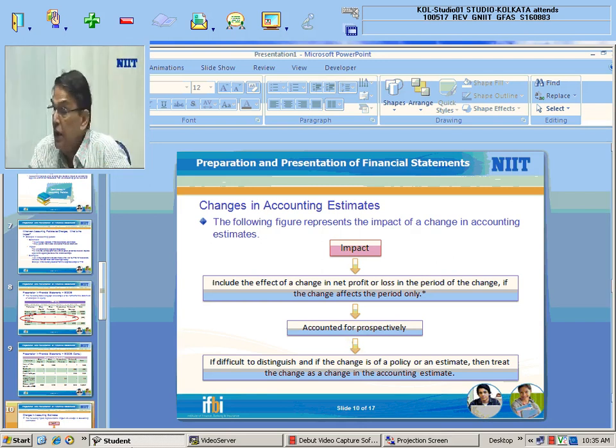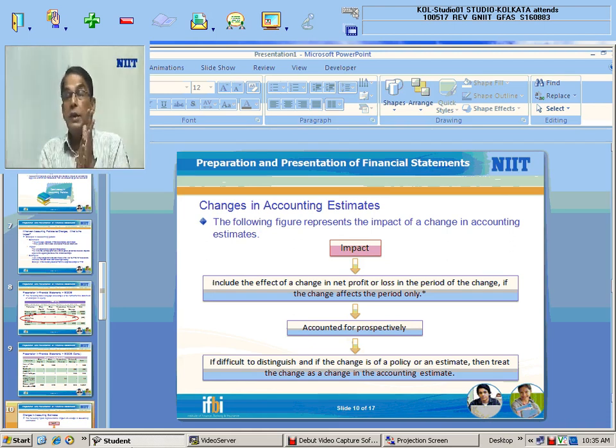The impact of a change in accounting estimates is what? Whenever an accounting estimate is changed, there will be certain impact. So what will be the impact? The impact of a change in accounting estimate can only affect net profit or loss for the period of the change if the change only affects that period. If the change is going to affect the future periods, it will be accounted for prospectively. So a change in accounting estimate will not be applied retrospectively.